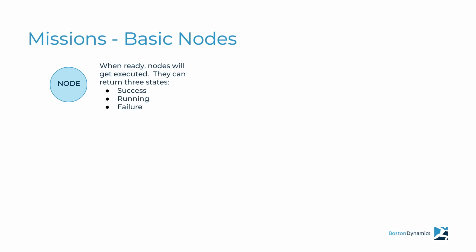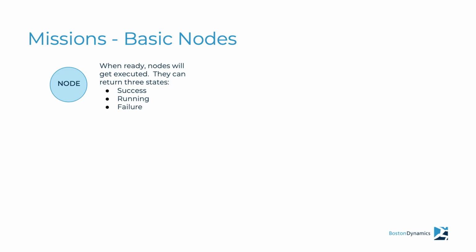I do want to give a brief introduction to behavior trees and specifically our implementation of them. Missions consist of a bunch of nodes. It's actually a hierarchy of nodes. Nodes are tiny reusable blocks that you can use to construct high-level behavior. Nodes get uploaded to the robot and then they get run.